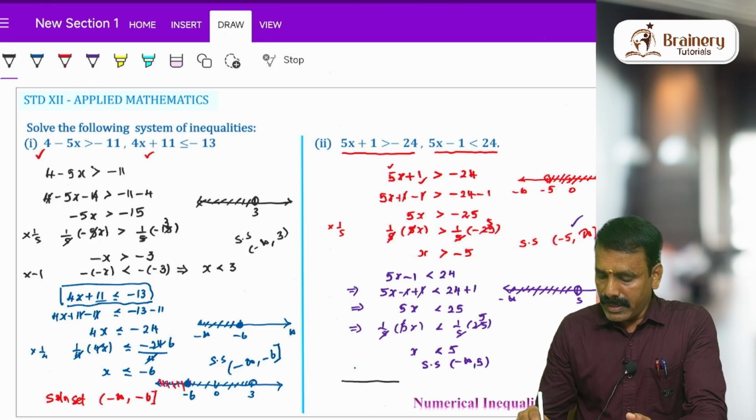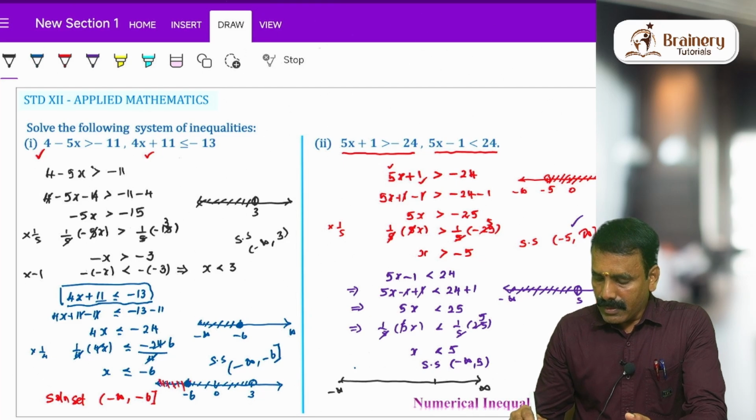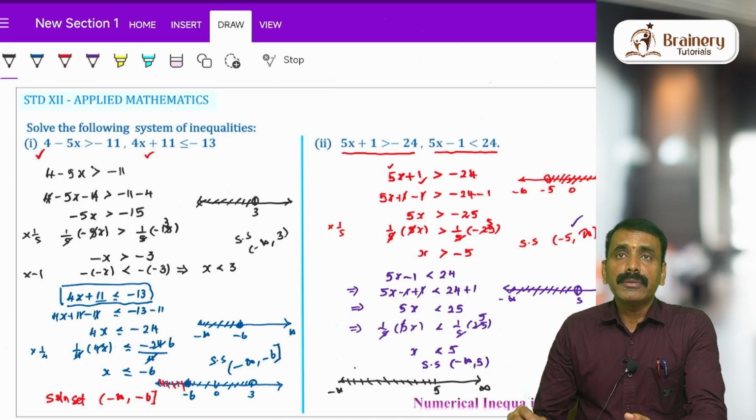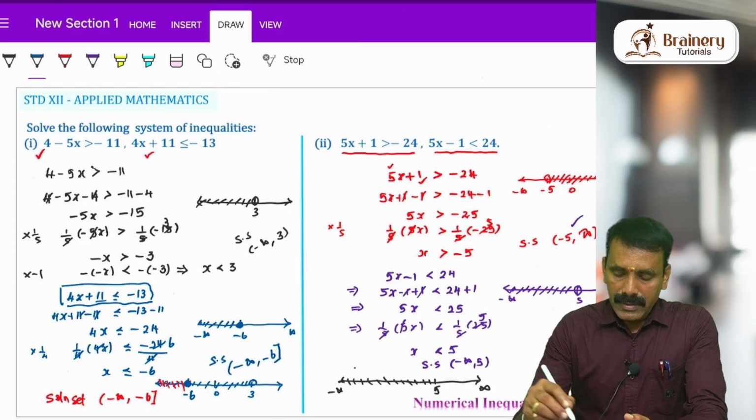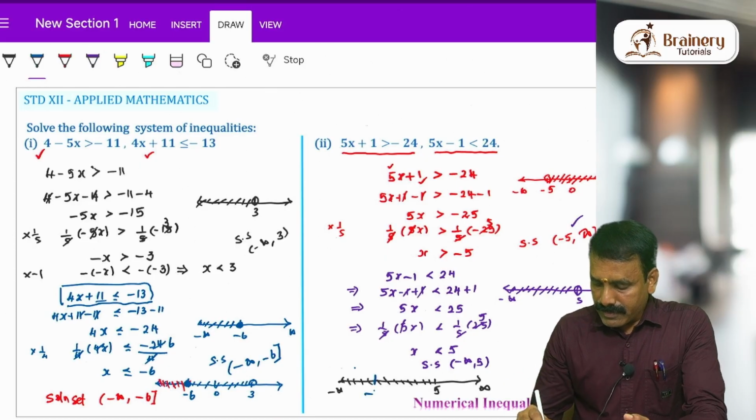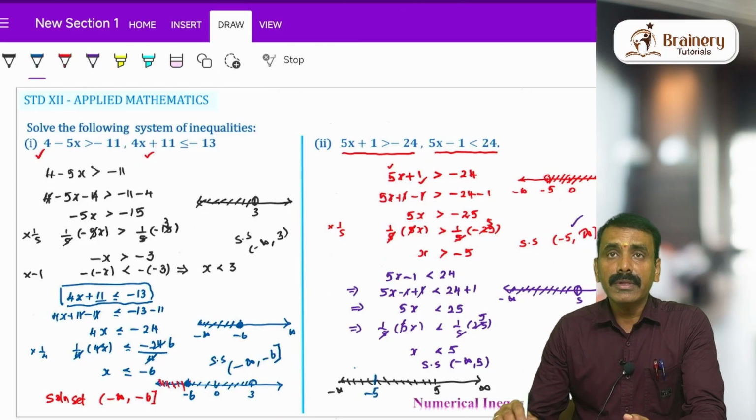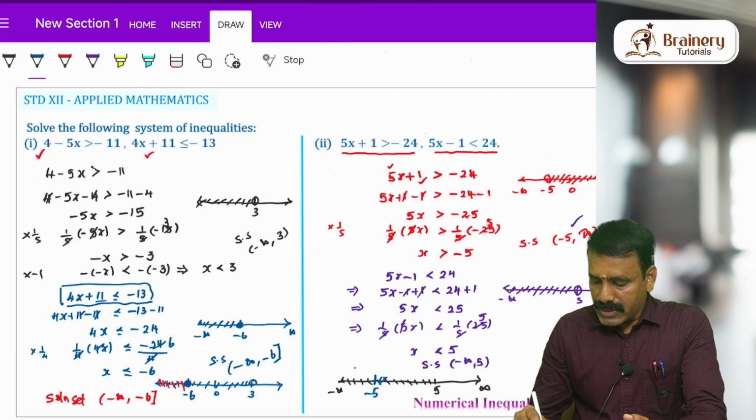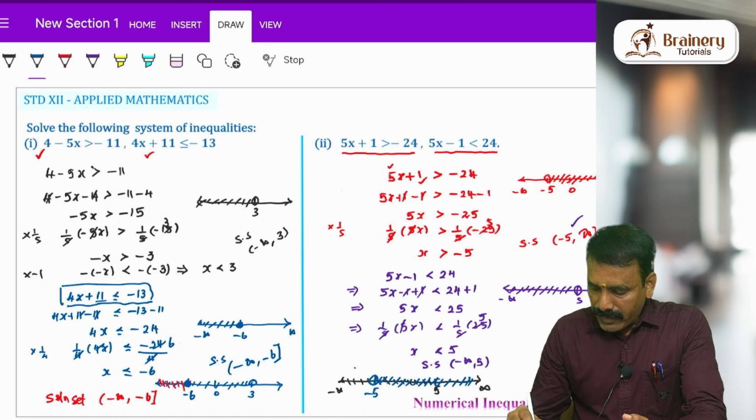So we draw the real number line. Infinity, this is minus infinity. We draw plus 5. To the left of 5 we shade the region. This is the solution for the second inequality. Now we mark minus 5 and we shade to the right of minus 5. That is your solution set for the first inequality. And both minus 5 and plus 5 are excluded.